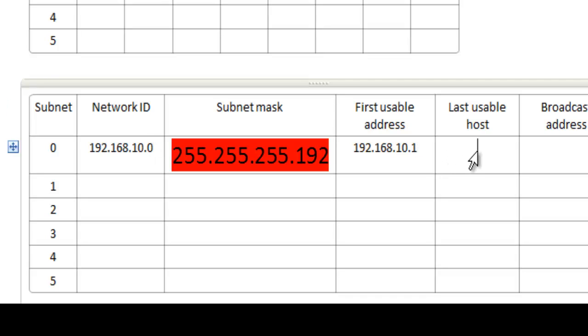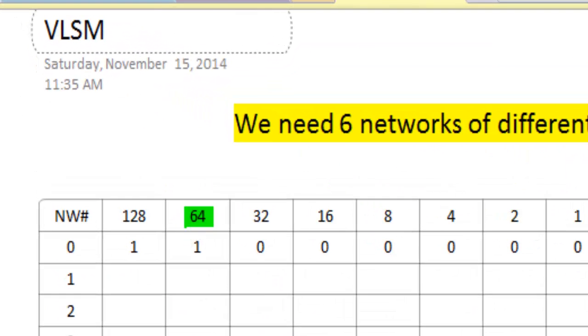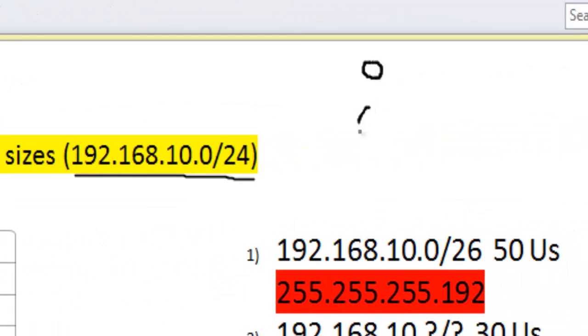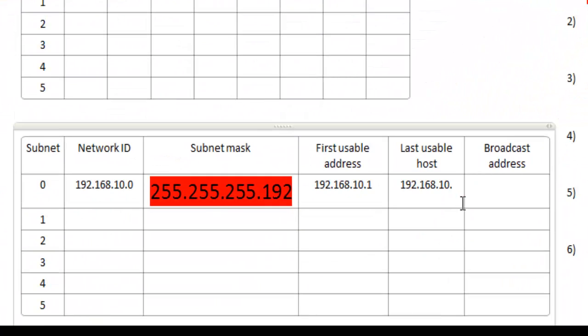The last usable IP, because we're looking only for 50 and we decided that our magic number is 64, right? So 64, if you remember, it goes from 0 to 64, right? From 0 to 64. So the last usable IP would be dot 62, and the broadcast IP would be 63.